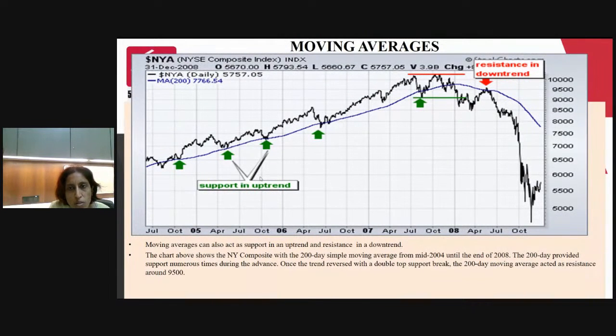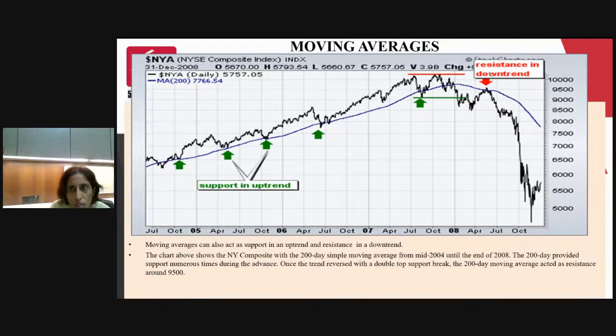So moving averages also showcase the support, and they also show the resistance. In this case, you can see the support which is being reflected by the moving averages, and the resistance which is shown by the moving averages. The chart above shows the New York Composite with a 200-day simple moving average from mid 2004 until the end of 2008. So the 200-day provided support numerous times during the advance, showing that the prices will not fall below this.